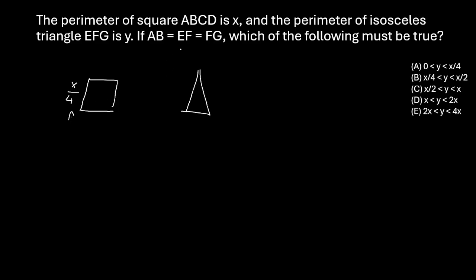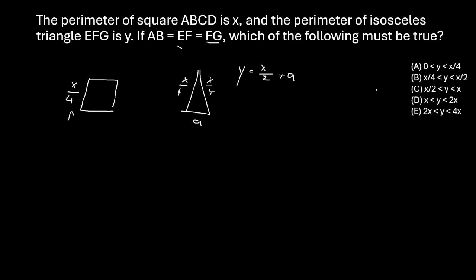And we know that the two sides of the triangle would be equal to this x over 4. And we know that the perimeter of the isosceles triangle would be y. So y would be equal to x over 4 plus x over 4, 2 times x over 4, so it's x over 2, and this part here, let's call it a.